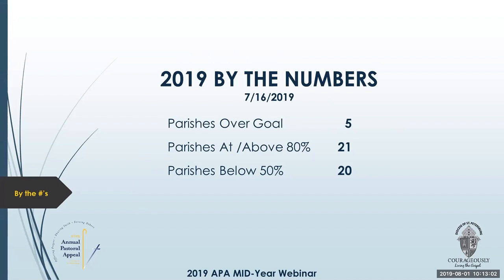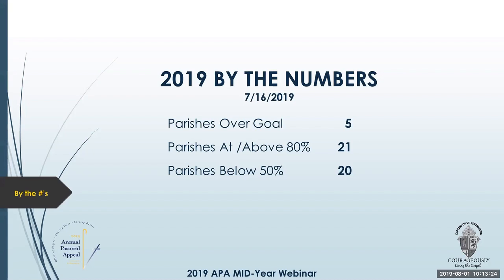Brendan and St. Luke and all of those over goal, thank you for your hard work and getting where you are. This is quite an achievement. You definitely deserve a thumbs up. So we also have 21 parishes that are very close. They're at 80% or higher. And we have 20 parishes that are sitting below 50% of goal.